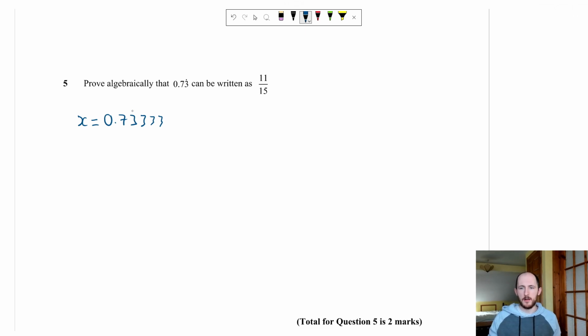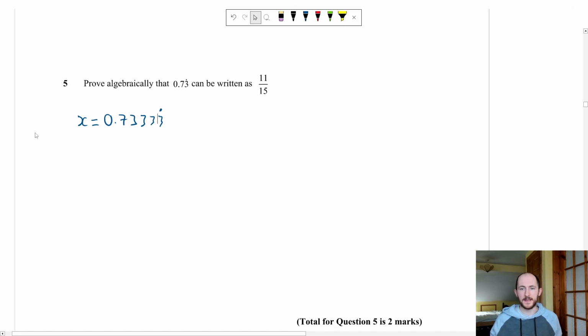Now, of course, we can then put the recurring decimal there. The idea is that it goes on forever. And that's a problem because we need to get rid of the recurring part of the decimal. Okay? It's okay for us to have a 3 in the decimal. It's not okay for us to have an infinite number of 3s. So how do we do that?